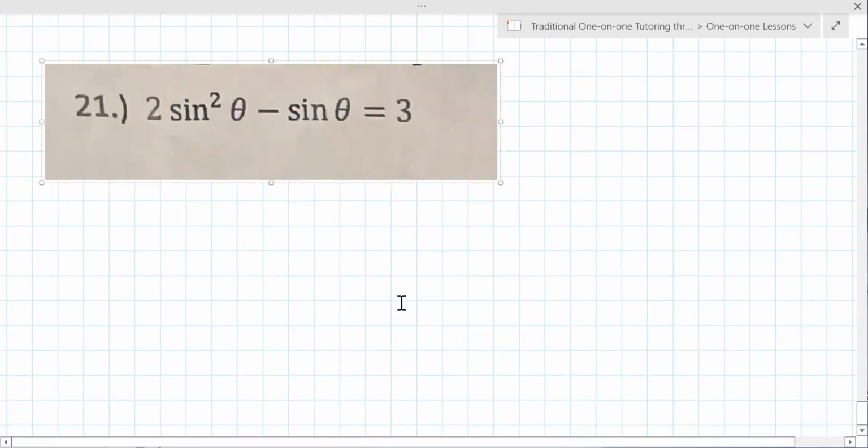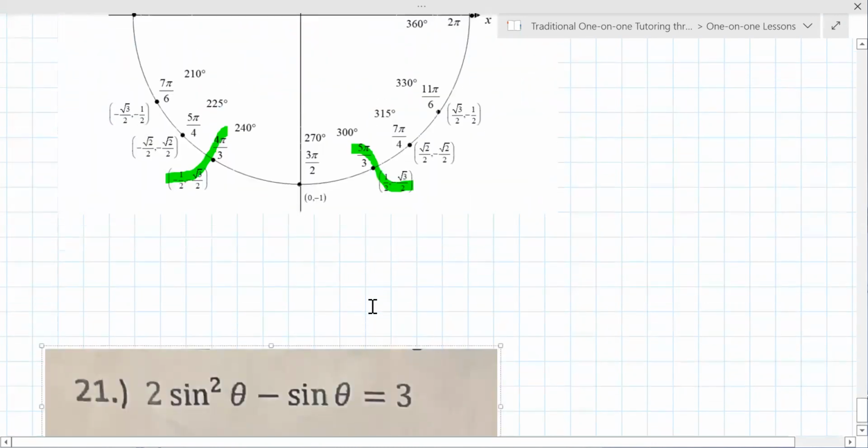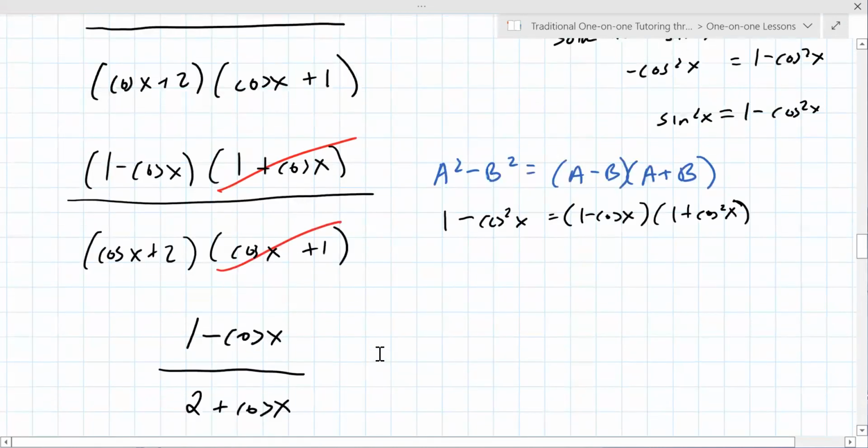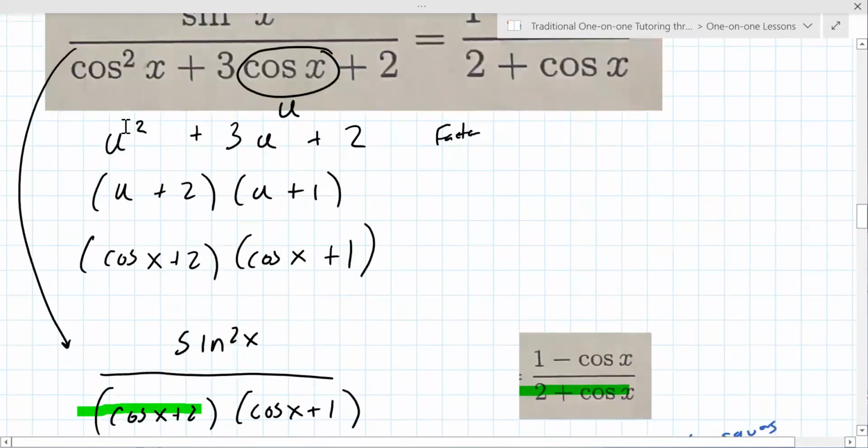Okay, so this is similar to one of the problems that we did earlier. I'm going to scroll up and show you that we did this kind of problem earlier. It's right here where we made this u substitution, and we do that to make it easier to factor.